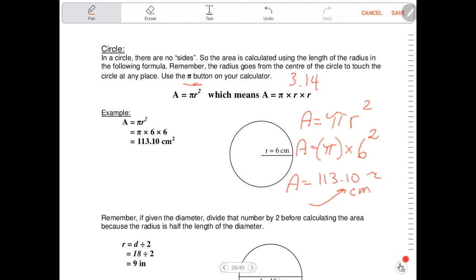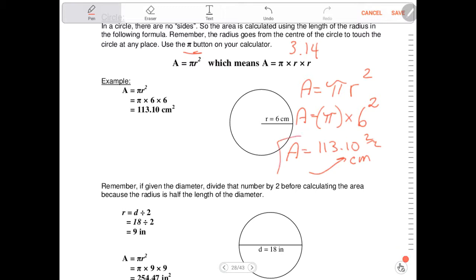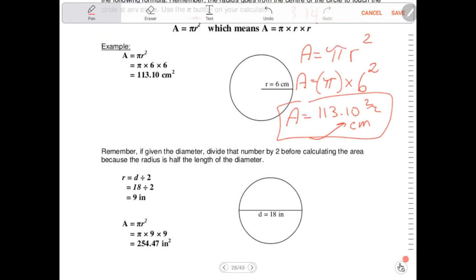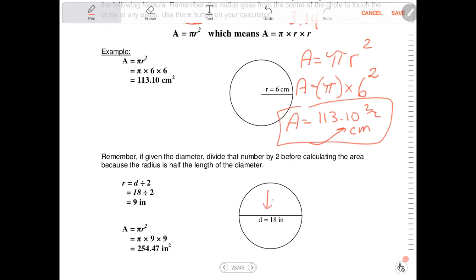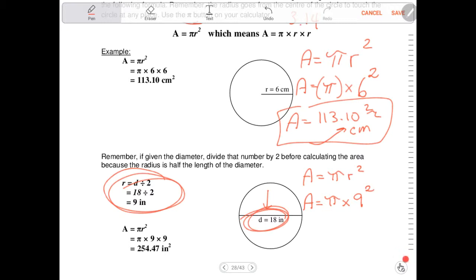If not, just please run to a math teacher near you and that person will show you how to correctly type this in. If we jump down to another example, the reason this is here is because you'll see in this second one, they've given you diameter. And the problem is the formula is pi radius squared. So you cannot put in this 18 value. You are going to have to recognize that radius is half of diameter. So 18 inches is diameter, which means that 9 inches is your radius.